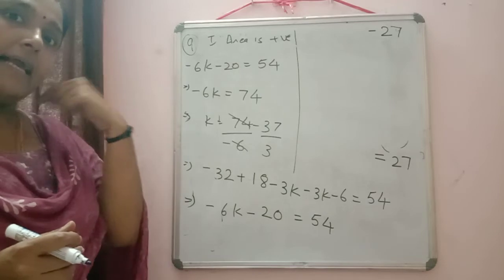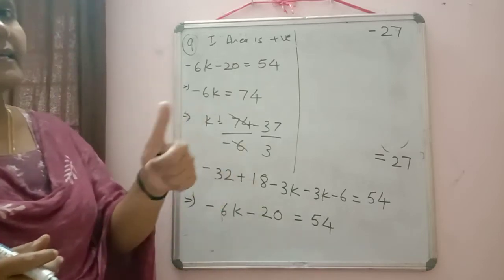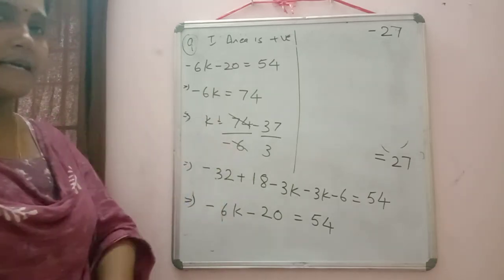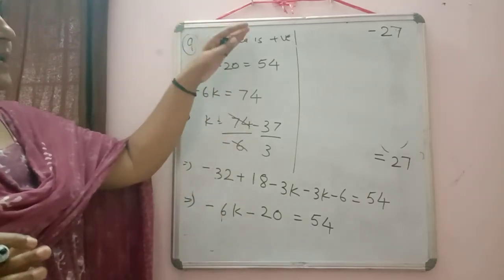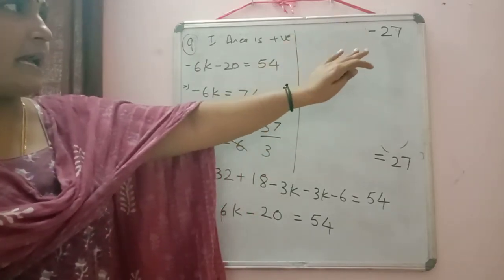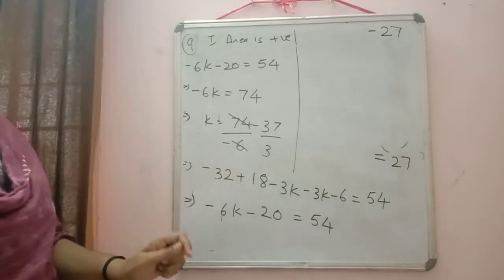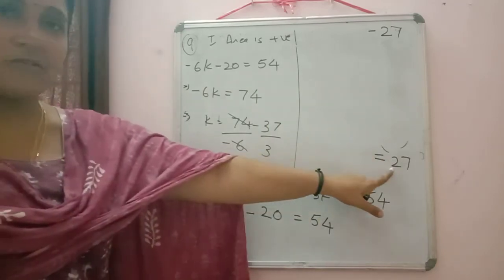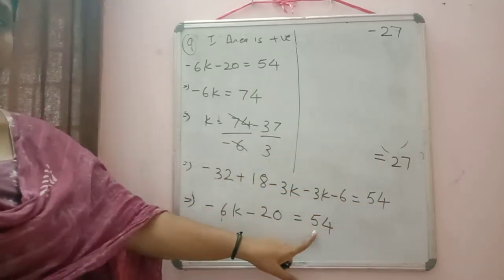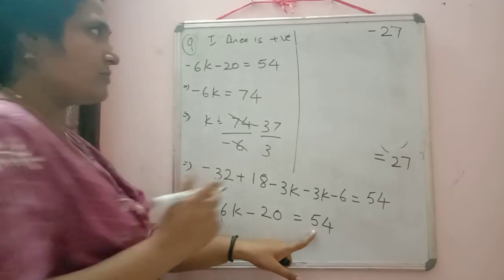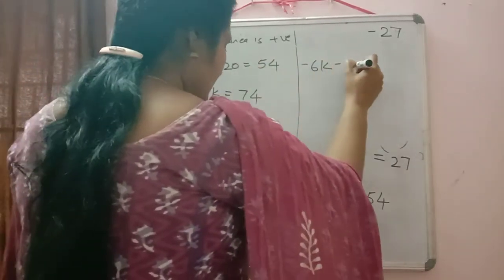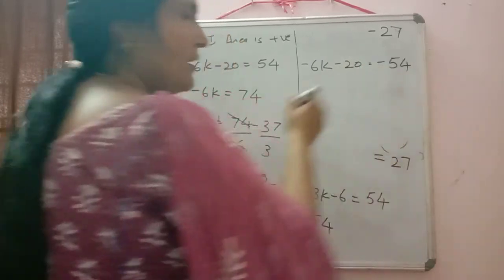But we know area can be plus 27 or it can be equal to minus 27 also. So that's why we will take both the conditions there. First I took area as positive. Now I am taking that the actual area they calculated is equal to minus 27. Then here in place of 27, what will we write? Minus 27. Then here also it will be equal to minus 54. So now we change it to minus 6k minus 20 is equal to minus 54.